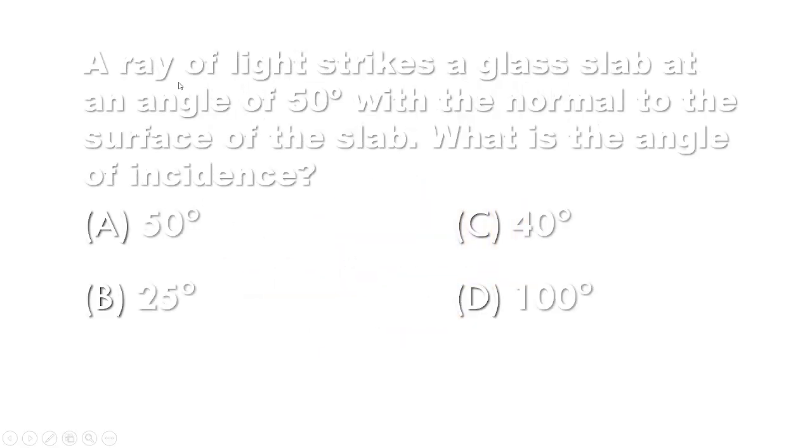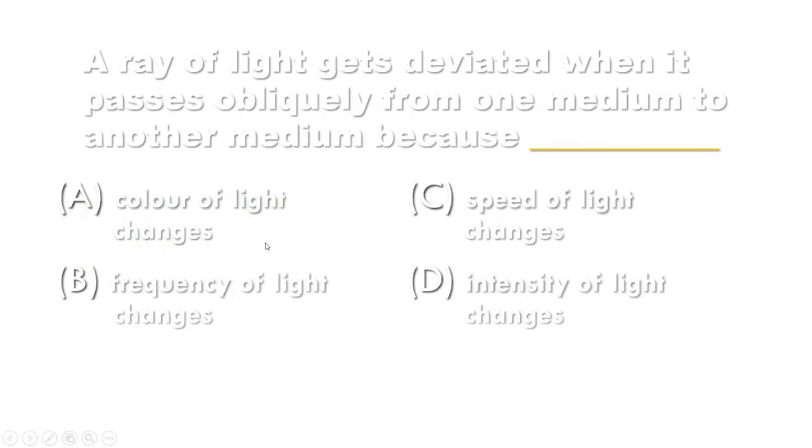Now here, a ray of light strikes a glass slab at an angle of 50° with the normal. What is the angle of incidence? That is 50. Now a ray of light gets deviated when it passes obliquely from one medium to another, because... why is there a bending? Why is it deviated? Because of change in the speed of light.